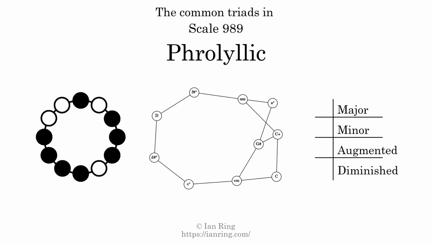The diagram in the center is a graph of parsimonious voice leading between triads. There are 3 major triads. There are 2 minor triads. There is 1 augmented triad. There are 4 diminished triads. Here is a Hamiltonian path of parsimonious voice leading that uses all the triads.